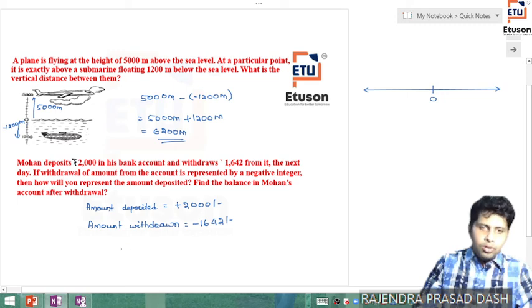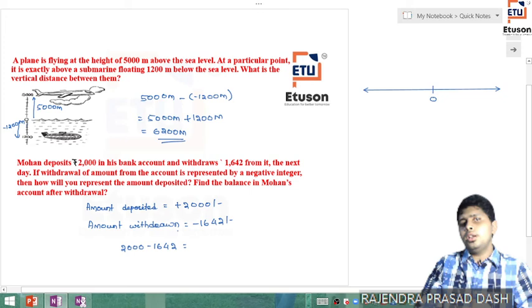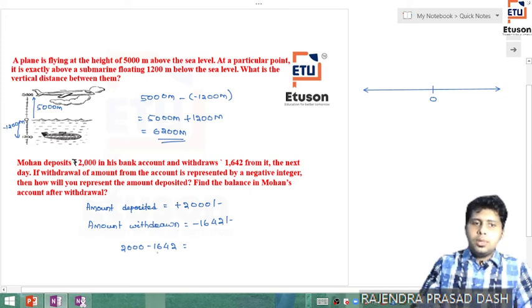So what will I do? I'll just subtract 1642 from the 2000. You can easily subtract this. 2000 minus 1600 is 400. 400 minus 40 is 360. 360 minus 2 is 358. So this will be 358 rupees.